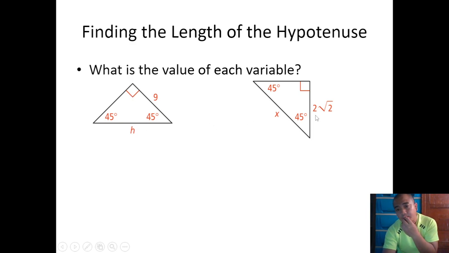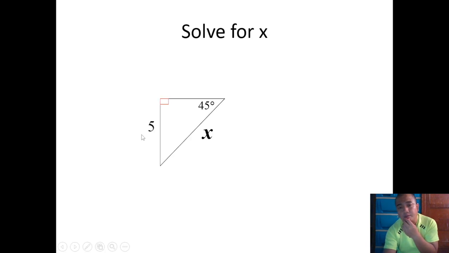Here, 45, 45, 90. If one of the legs is 2 square root of 2, of course, the other leg is 2 square root of 2. What is the length of the hypotenuse? Just multiply 2 square root of 2 by square root of 2. So that means 2 times square root of 4, or 2 times 2, 4. So x is 4, h is 9 square root of 2.